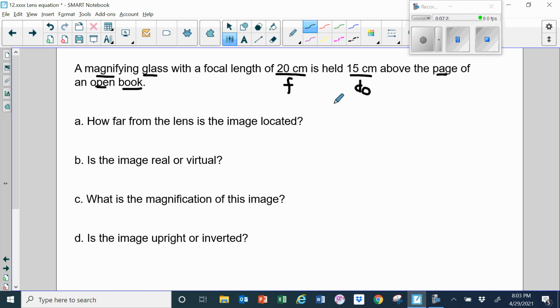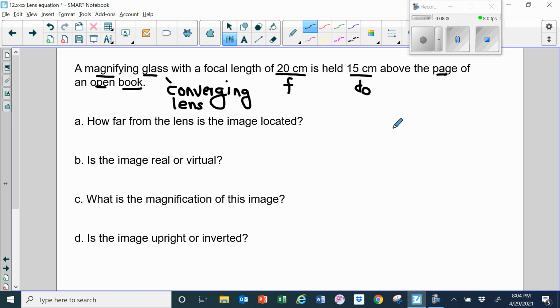Notice the focal length is positive. So this is a converging lens. And I think if you've seen a magnifying glass, they're converging lenses, right? So the focal length is positive, so it's a converging lens.